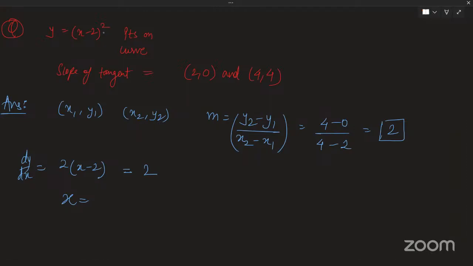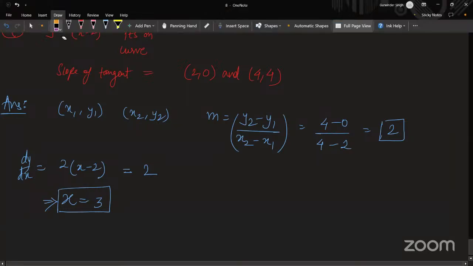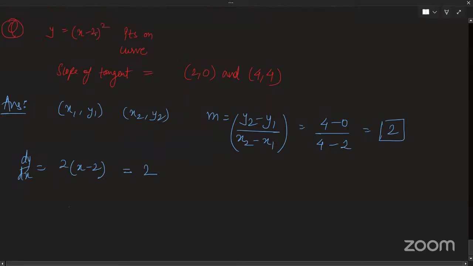Minus 1 or 3, right? x should be equal to 3. Okay, see, just send it that side. Just cancel out this 2 and 2. So x minus 1 by 2 will be equal to 1. So x is 3, right?